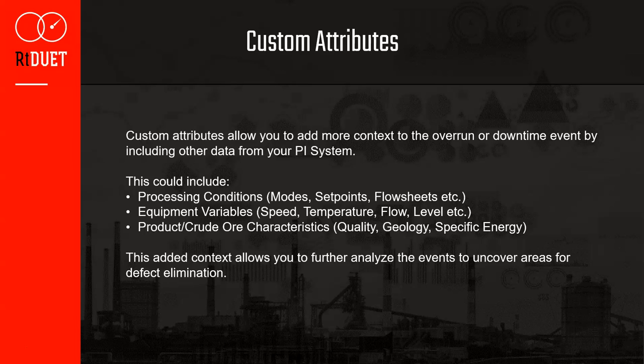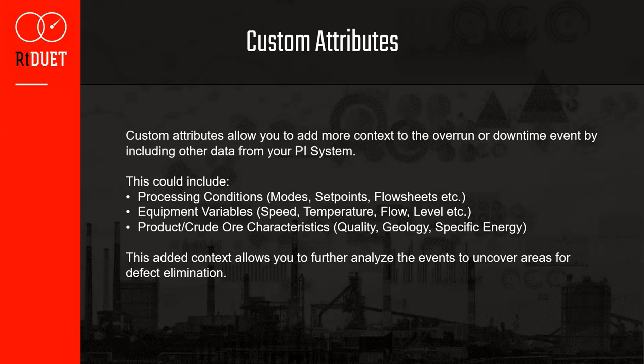Imagine answering questions such as, what products are causing longer changeover times? What product specs generate the most operational delays? What is the cost impact of my batch overruns? By including custom attributes from the Pi system into your events, you can begin to start answering these questions.